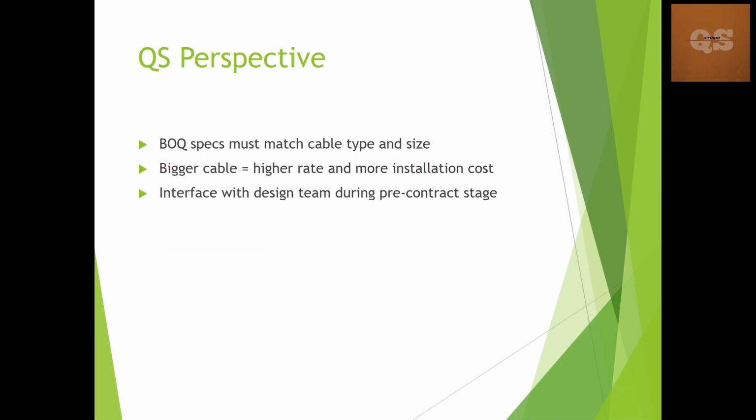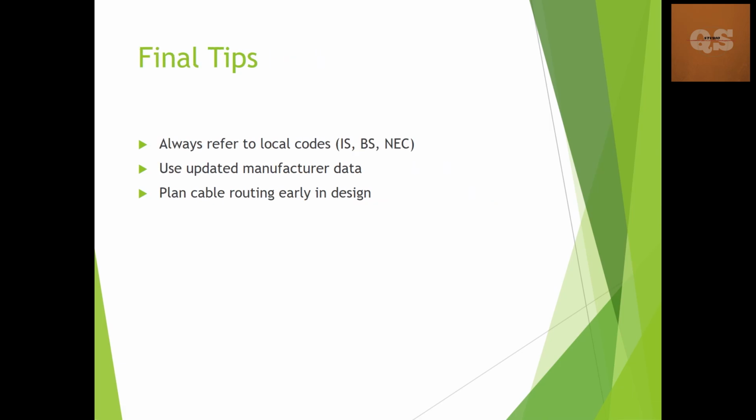So from the QS perspective, BOQ specs must align with design. So bigger cables means higher cost. So QS must interface early with the MEP teams. Some final tips will be always to refer to the local codes, use accurate manufacturer data, and plan the cable routings at an early stage.